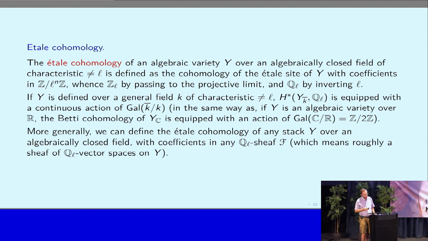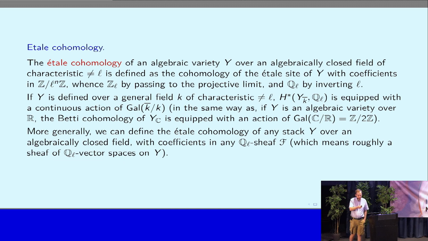The étale cohomology of an algebraic variety Y over an algebraically closed field of characteristic different from ℓ is defined as the cohomology of the étale site with coefficients in Z/ℓⁿ, then Z_ℓ, then Q_ℓ. And if Y is defined over K, of characteristic different from ℓ, then we consider the cohomology of the variety over K bar, but then it is equipped with a continuous action of Galois of K bar over K.